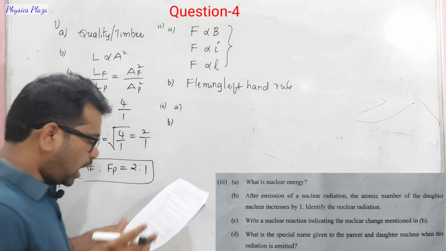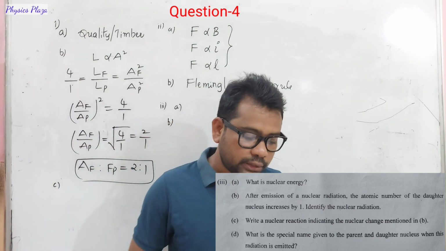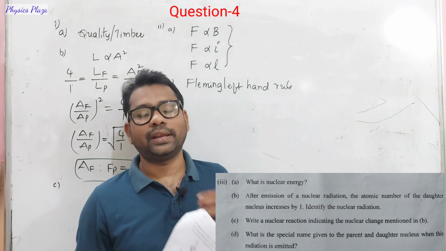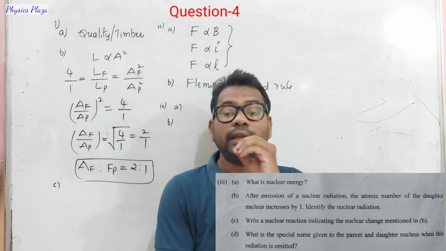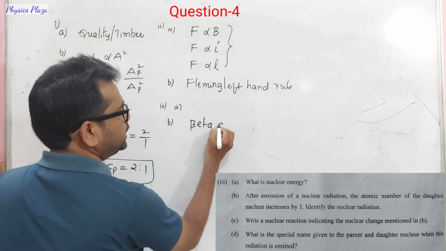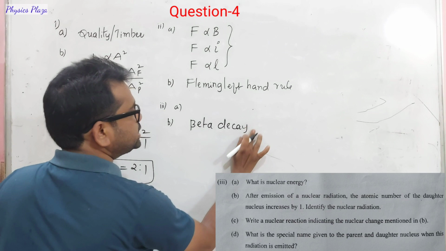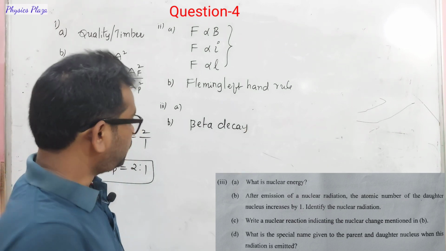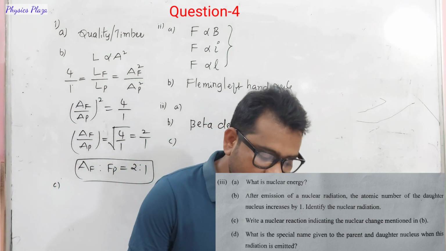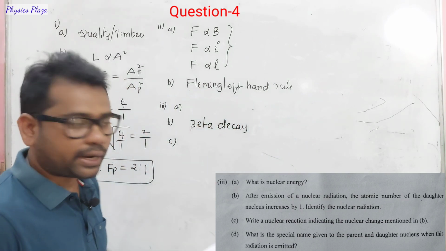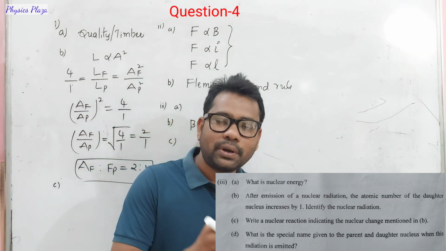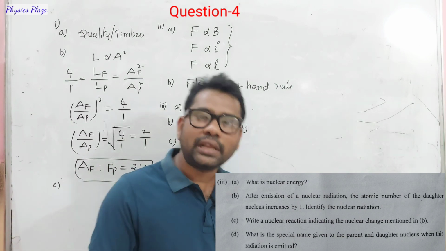Now B. After emission of a nuclear radiation, the atomic number of the daughter nuclei increases by 1. Identify the nuclear radiation. Children, it happens only in the case of beta decay. In a beta decay only, atomic number is increased by 1. Now C. Write a nuclear reaction indicating the nuclear change mentioned in B. So they are asking us to write. You can take a general equation or you can take an example also. You can write a carbon conversion into nitrogen, or a general equation also.